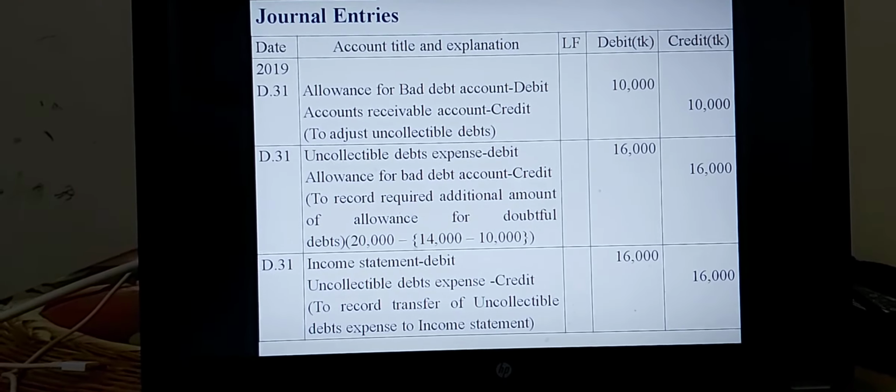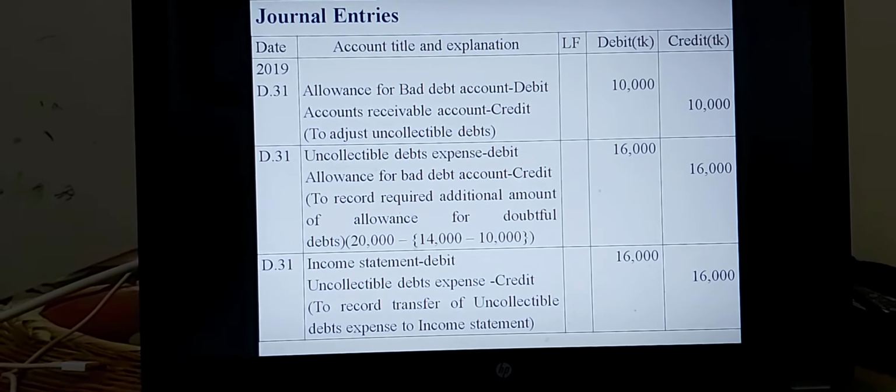The students have already completed the journal entries, requirement A. I think you have written in your accounting copies properly. You have understood. Now we can go for requirement B.